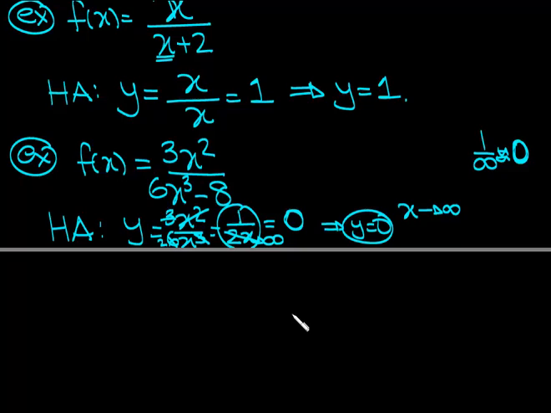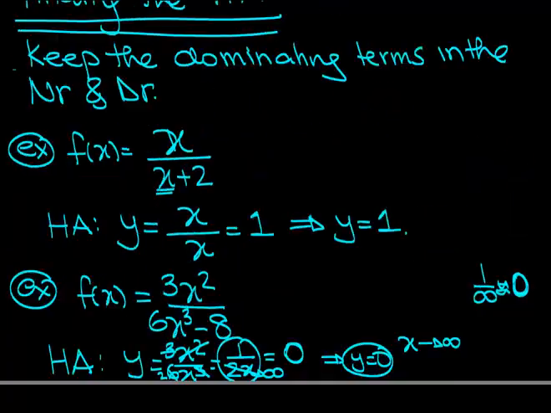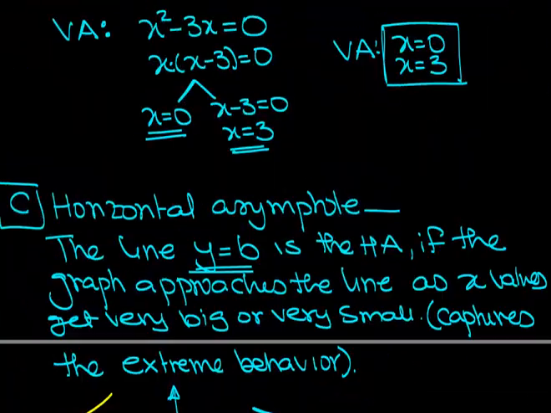Now there's 2 things you need to know. A graph can cross the horizontal asymptote and not the vertical. Okay, so keep that in mind, and we'll talk about how to check that in a second. Okay, but let me talk about the slant asymptote first.